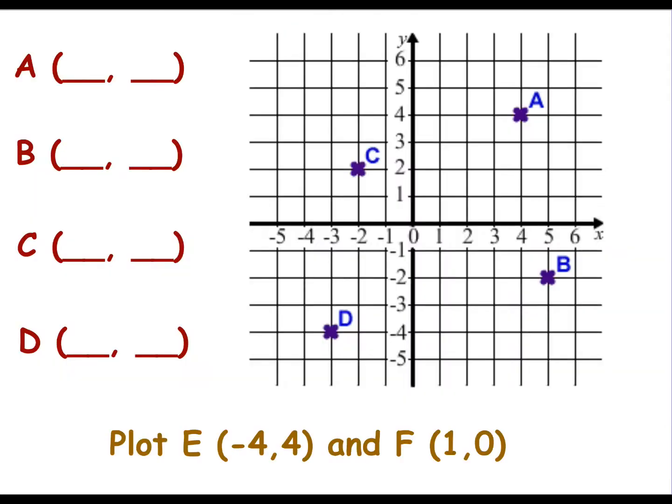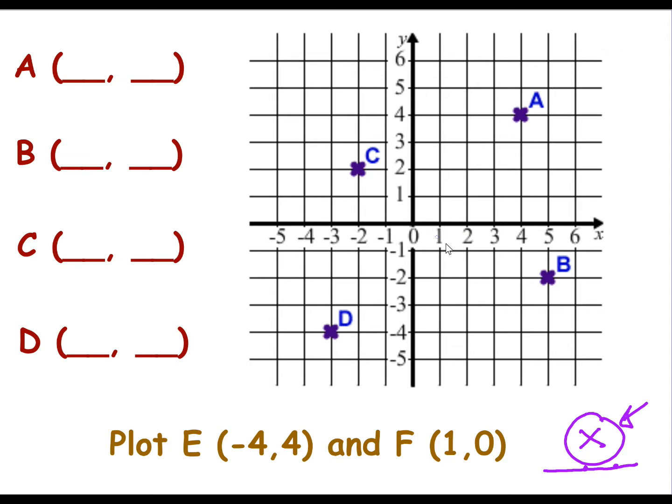So here are some coordinates for you to have some practice with. Write down the coordinates for points A, B, C and D, and then I want you to plot the coordinates E and F. Now notice when you put points on coordinates, we use a cross. If you use a dot and then another dot, sometimes you join coordinates and the dots disappear. So try and remember to use a cross when you're plotting coordinates.